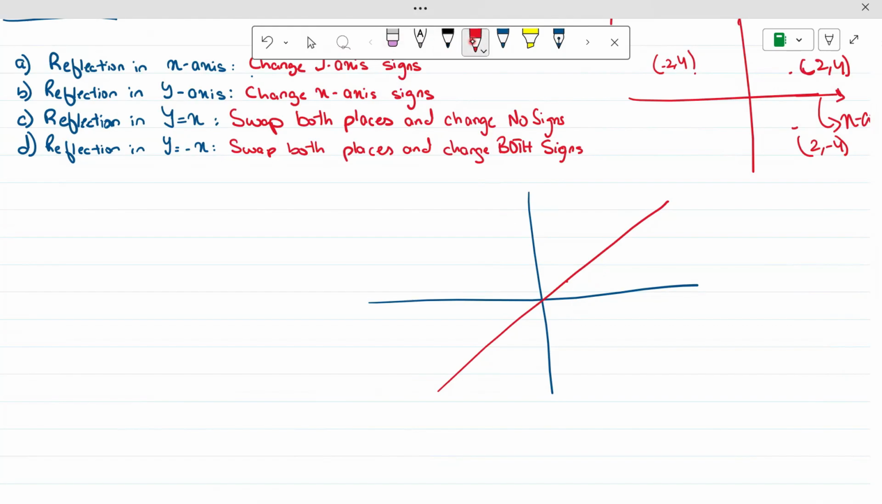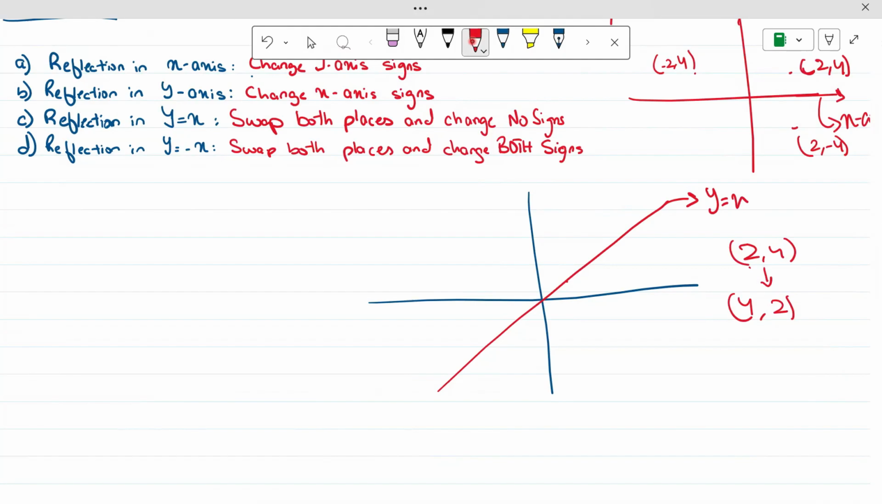Let me just write it down over here so you guys won't get confused. Y equal to x. Okay. Whenever we have the reflection in y equal to x, that means we have to swap both places. Both places of what? x and y. If we have (2, 4) over here, it will be changed into (4, 2). Okay, this is the swapping.